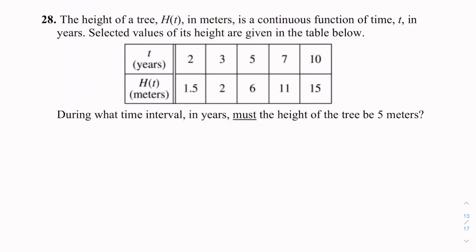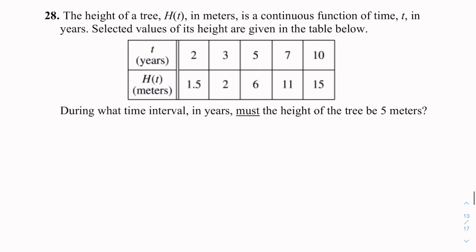So let's do one last question. I want you to pause the video and decide whether this is an IVT or an MVT question, and then decide during what time interval must the height of the tree be 5 meters. So pick the two closest times that you know the tree reached a height of 5 meters in between.